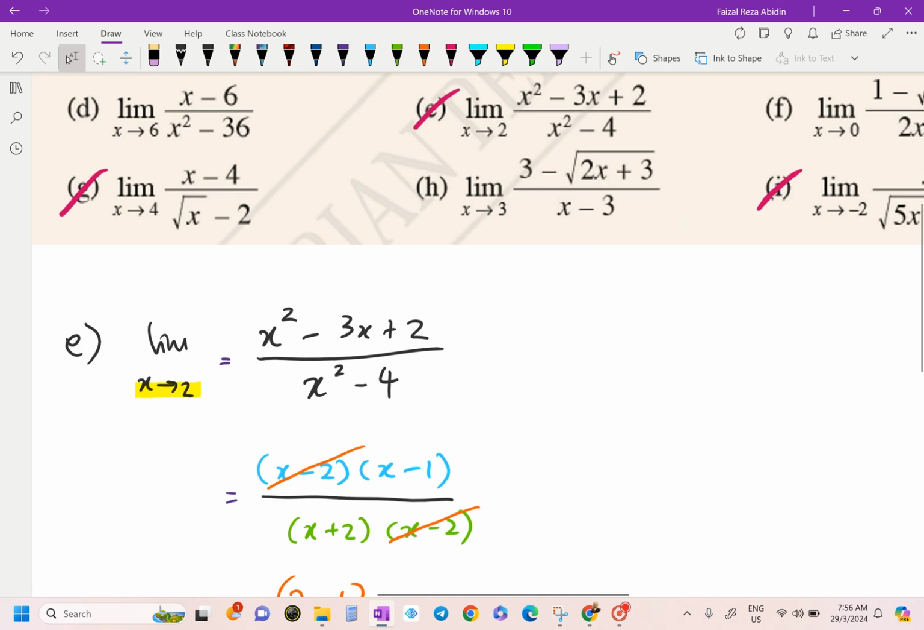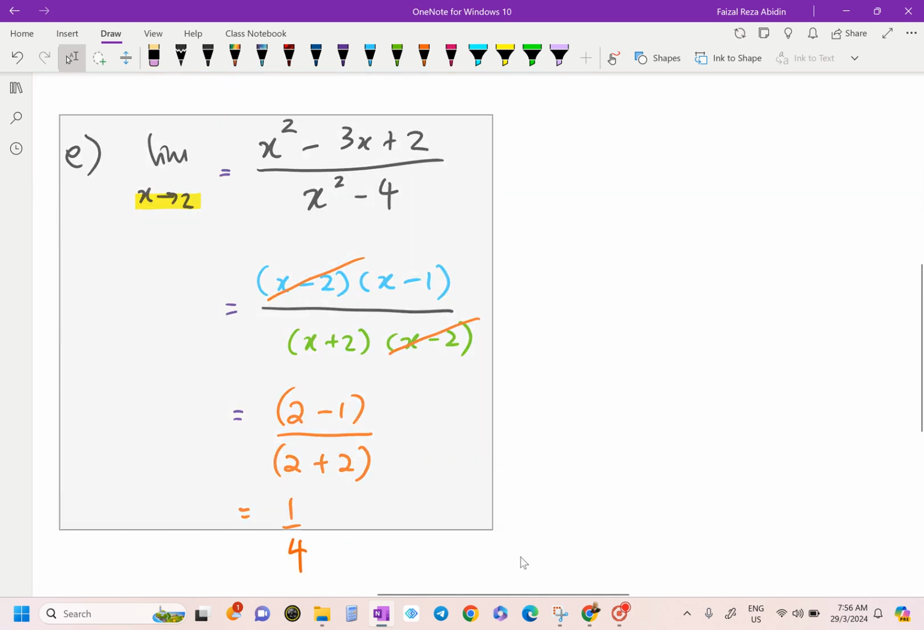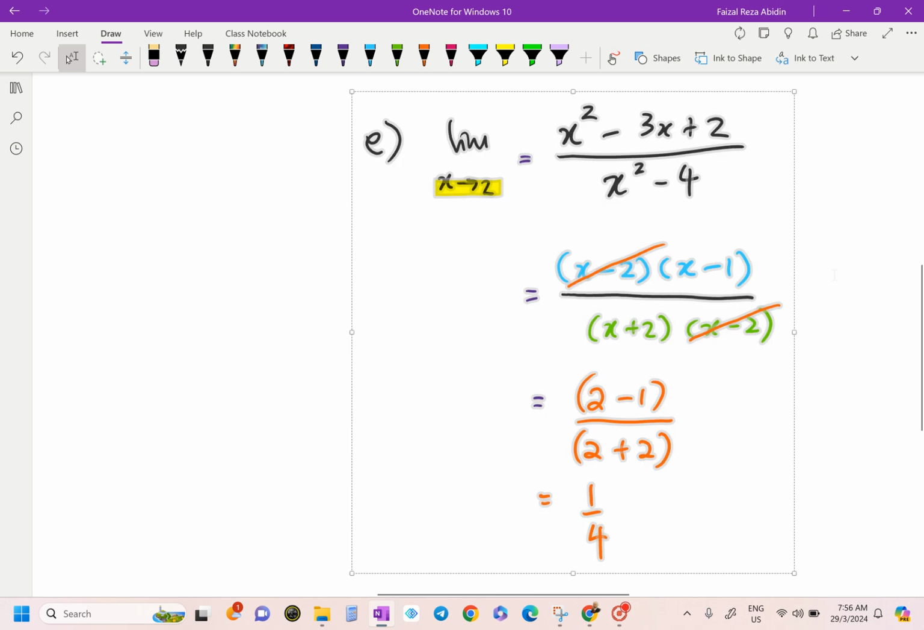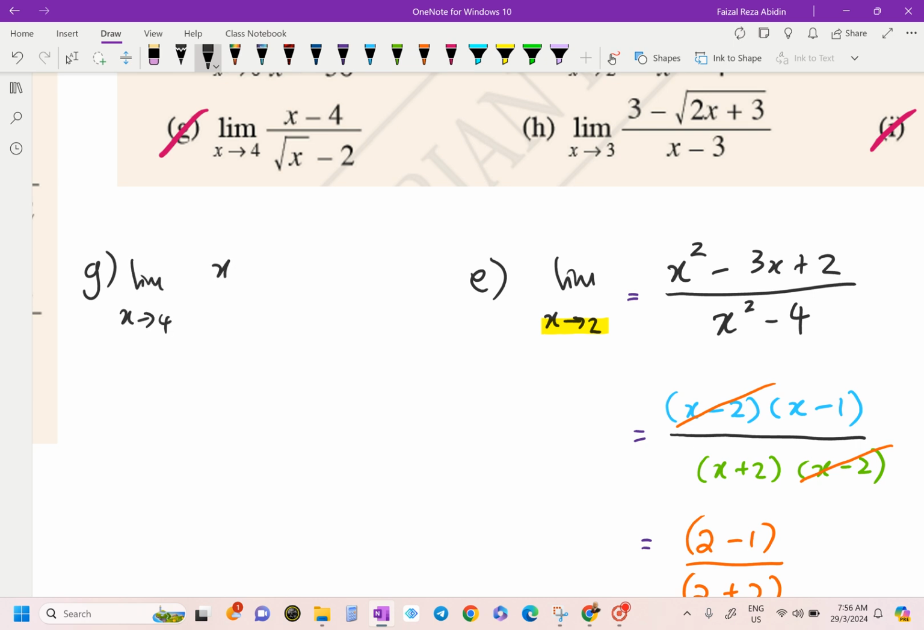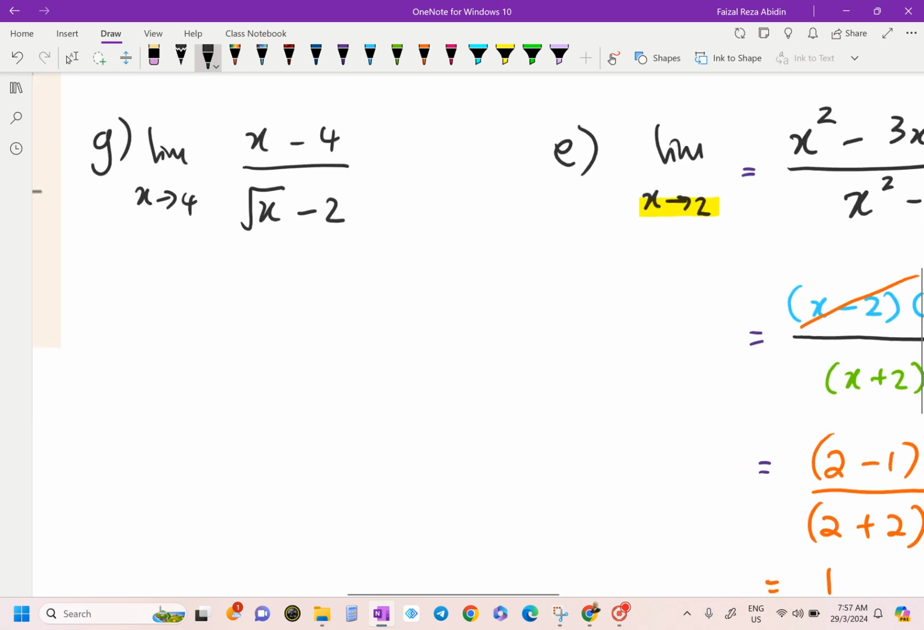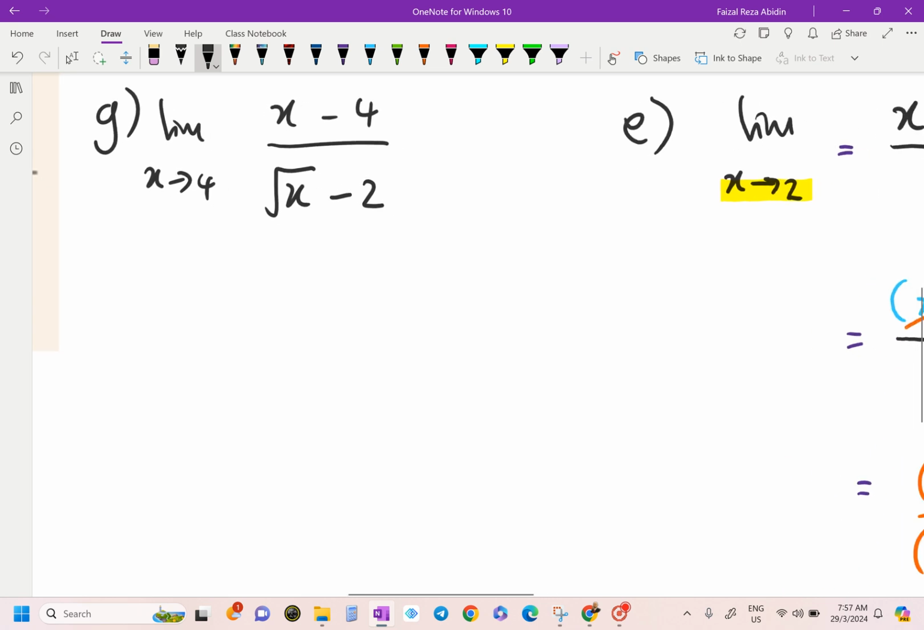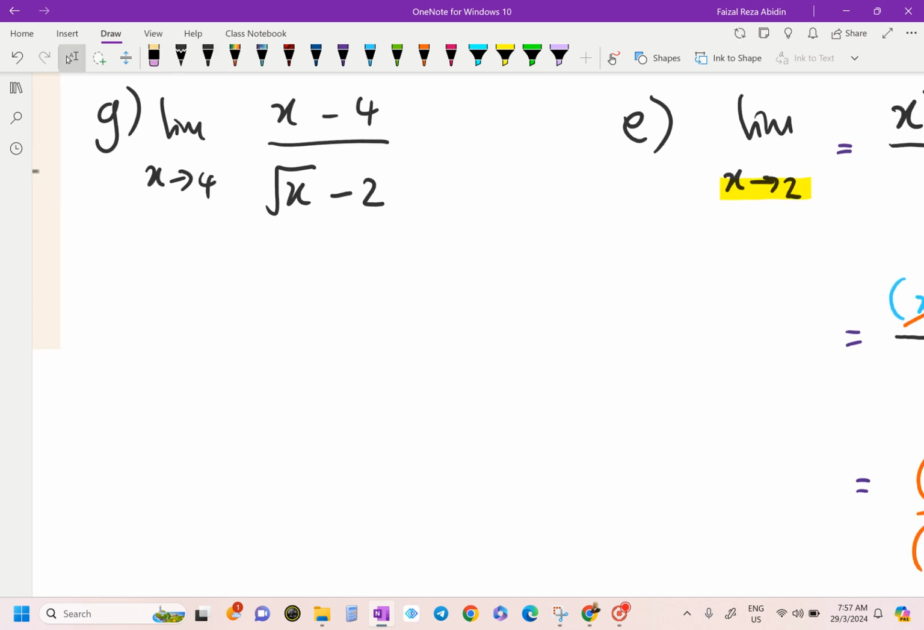Next one, I'm going to put this one to that side. Next, I have number 2G. The limit given is x to 4 of x minus 4 over square root of x minus 2. This one we cannot factorize, because we have the square root of x minus 2. So I'm going to use the conjugate.